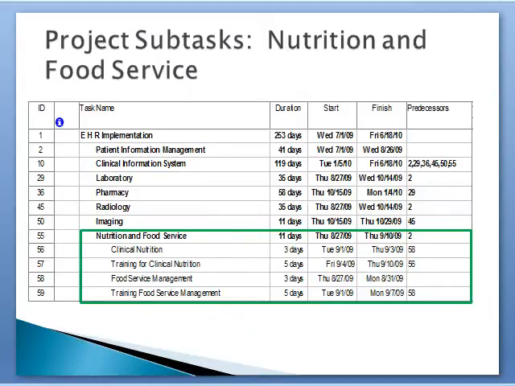The final task is nutrition and food service. This task is expected to take 11 days to complete and cannot begin until the task patient information management is complete.